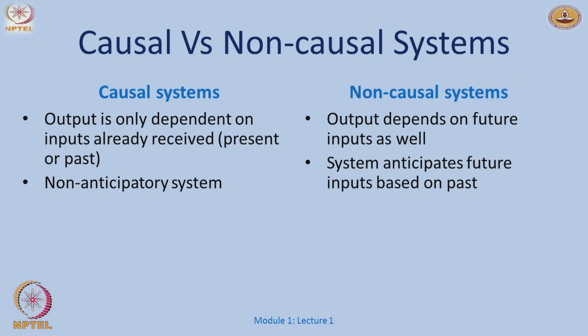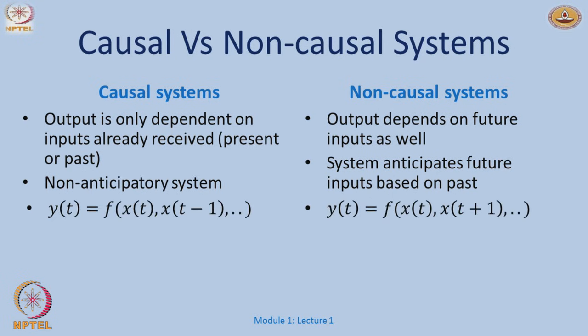A causal system is the one where the output is depending only on the inputs which are received either in the present or in the past. These are also called non-anticipatory systems. Non-causal systems also depend on the future inputs, and the system anticipates the future inputs based on the past.